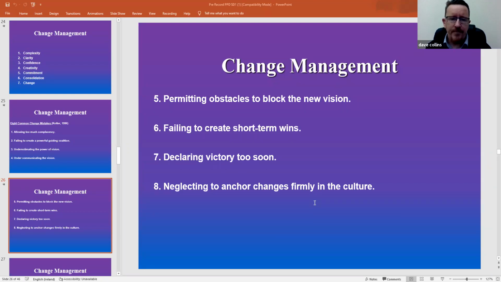And number 8, neglecting to anchor changes firmly in the culture. So once you've made the changes and it looks like these changes are going to work, you get them there solid, so that people are not slipping back to the old ways. You make sure that they stick to the changes and they move forward with the new changes.